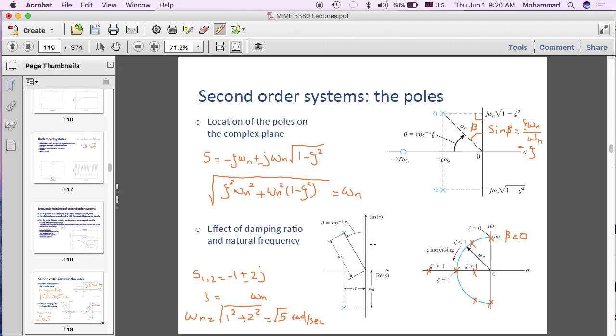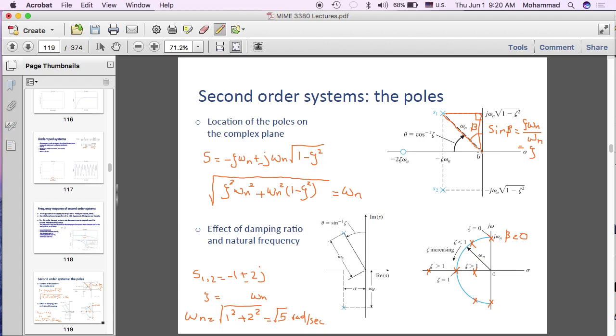So for omega n, if you look at this triangle, I got it from this triangle. This is omega n, this is the real part, and this is the imaginary part. My imaginary part was 2, my real part was 1, so the square root of 1 squared plus 2 squared gives me omega n.